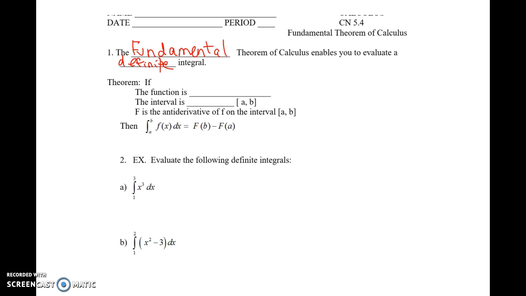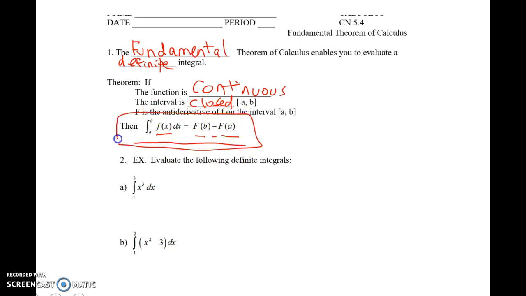The theorem says if the function f is continuous and closed on the interval from a to b, then capital F is the antiderivative of lowercase f on the interval a to b. So look at the integral here. If we're trying to find the integral from lower bound a to upper bound b of the function, what we need to do is find the antiderivative of the function and then plug in the upper bound minus the lower bound. And that is the fundamental theorem of calculus.